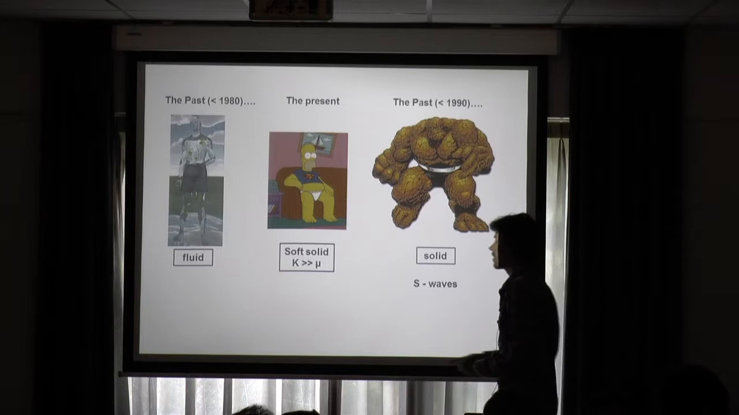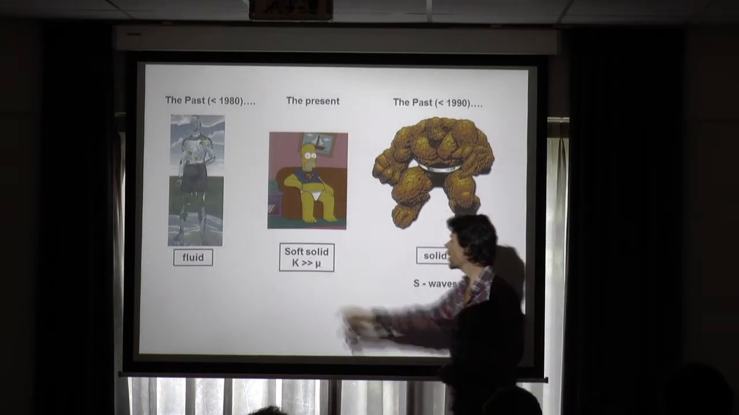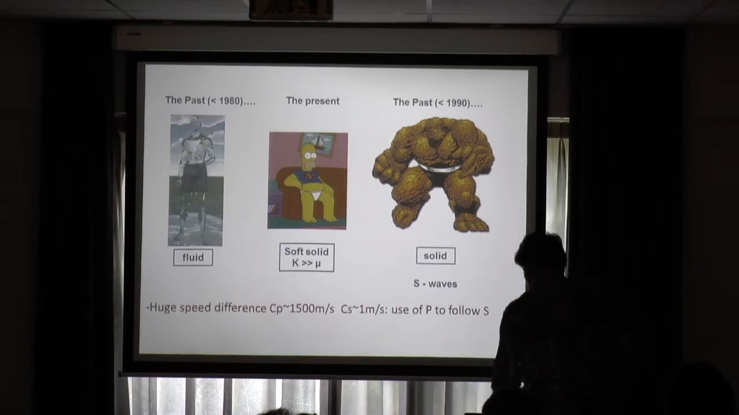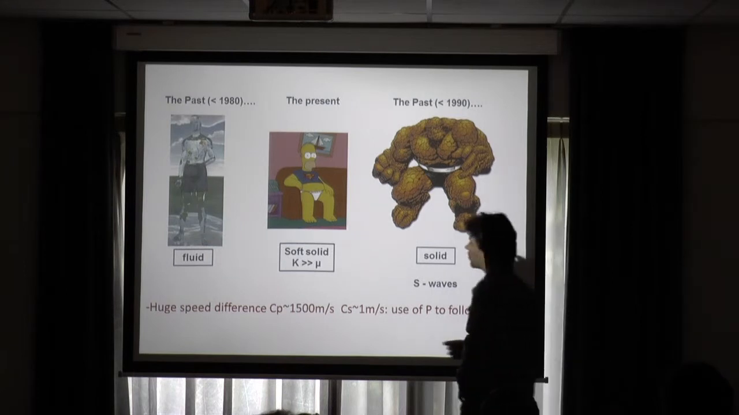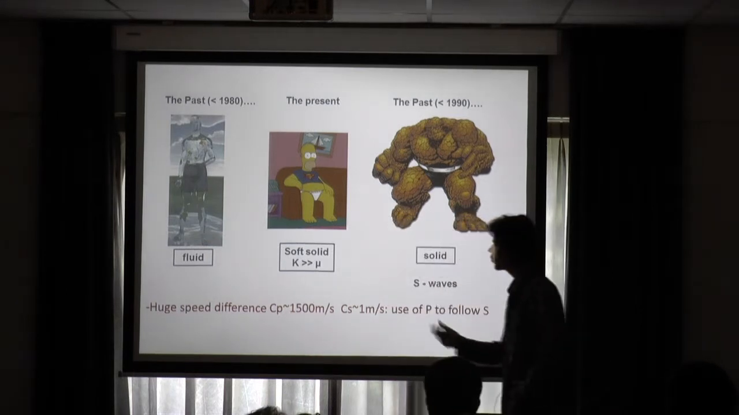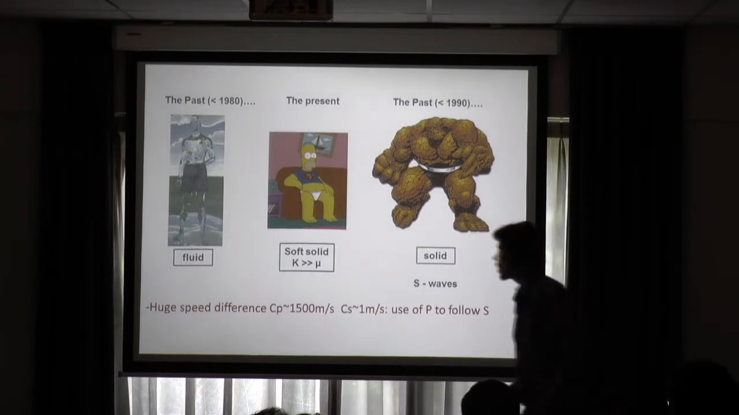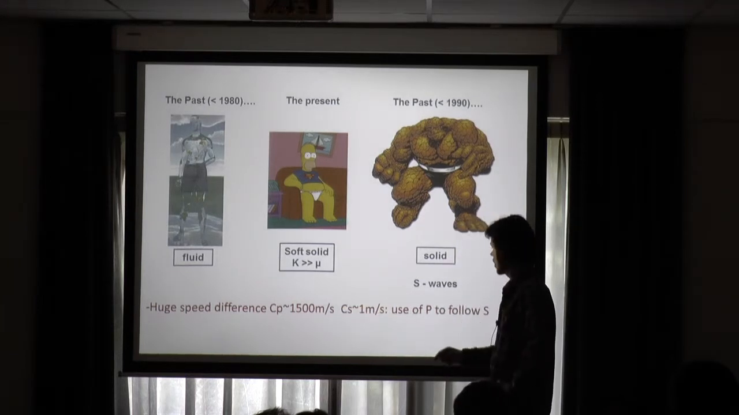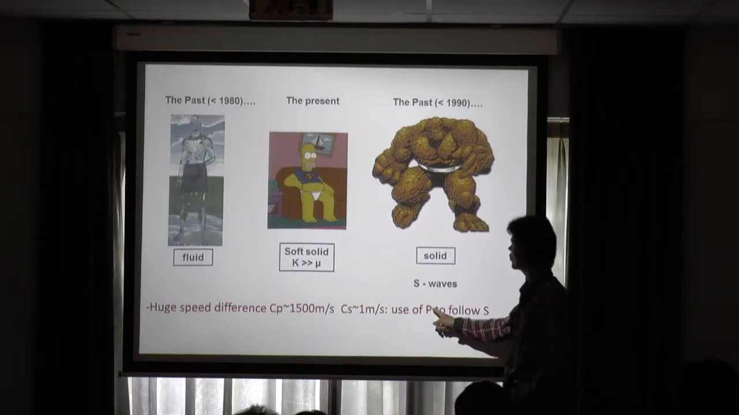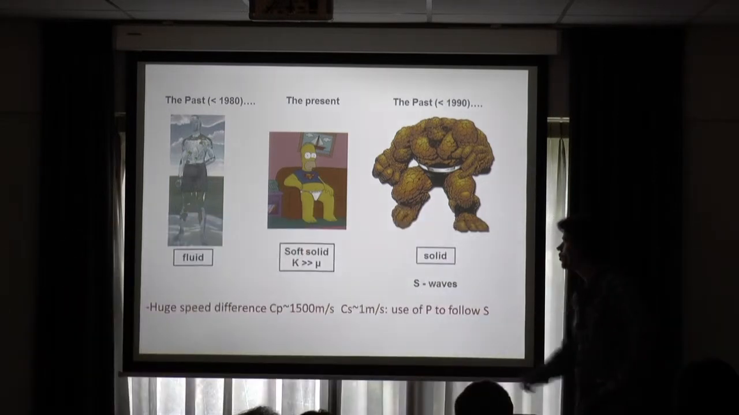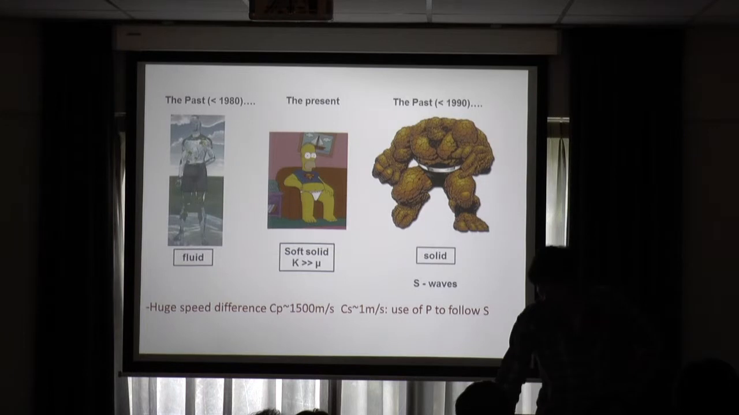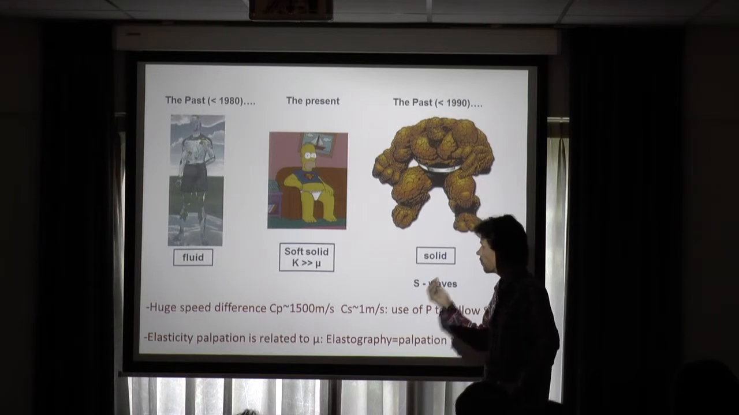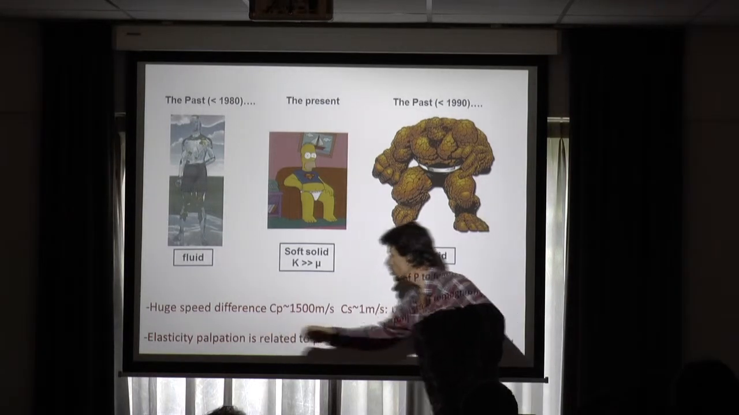And in this case, the compressibility is way higher than the shear elasticity. There are two consequences of that. First, there's a huge speed difference between the P wave, or the ultrasound, and the shear wave: only 1 meter per second, up to 10 meters per second. This huge difference is important, because then we can use P waves or ultrasound to follow the shear waves in soft tissues.